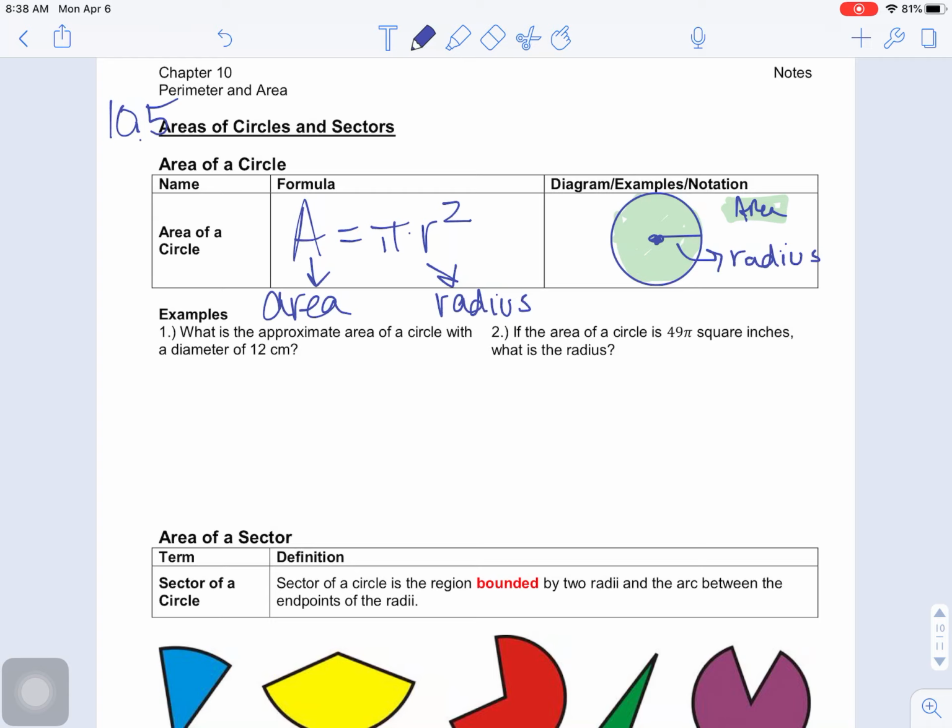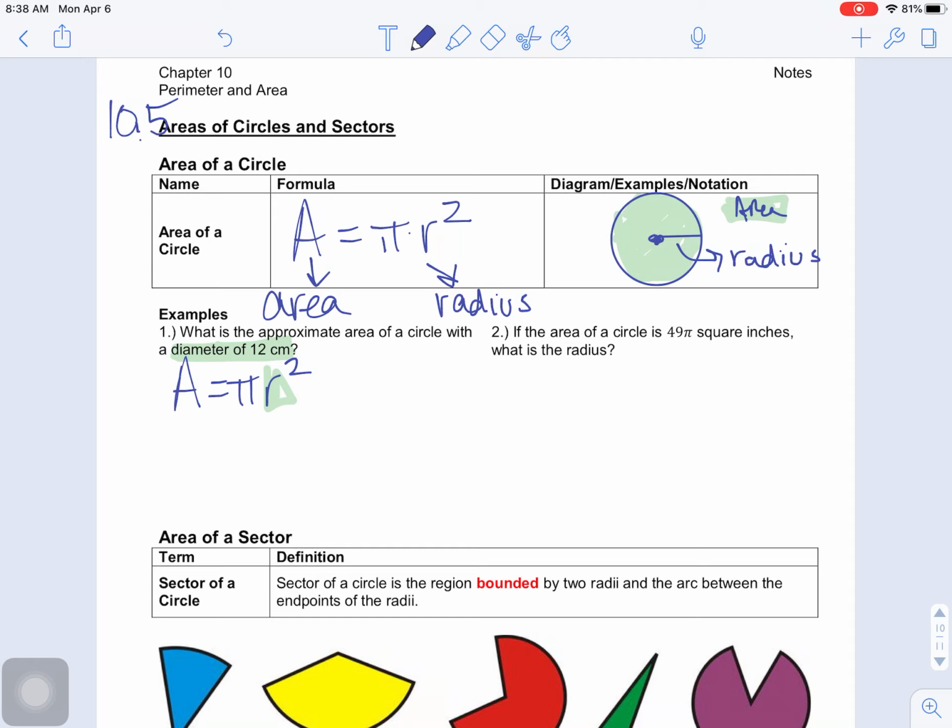Let's go ahead and look at two examples. The first one: what is the approximate area of a circle with a diameter of 12 centimeters? Again, I'm going to write down my formula. I like to use that as a guide as I walk through these steps. So in order to calculate area, we need radius. In our example, we're given a diameter.